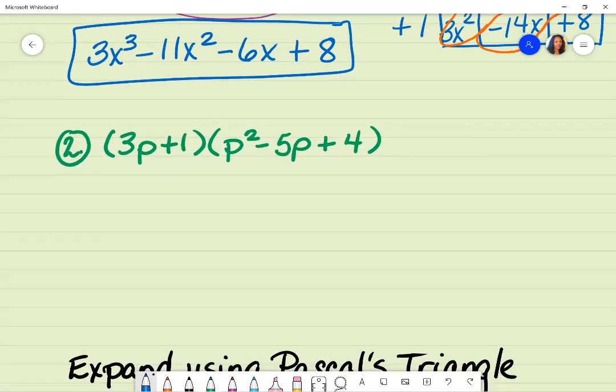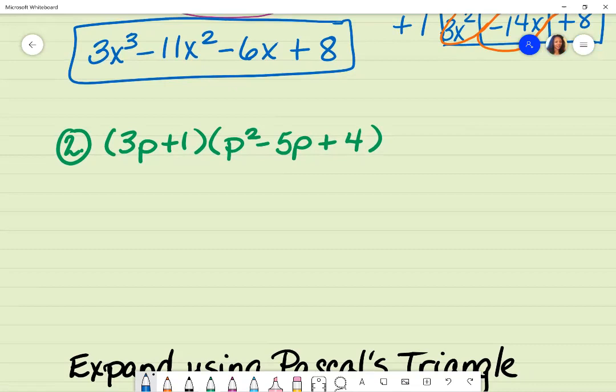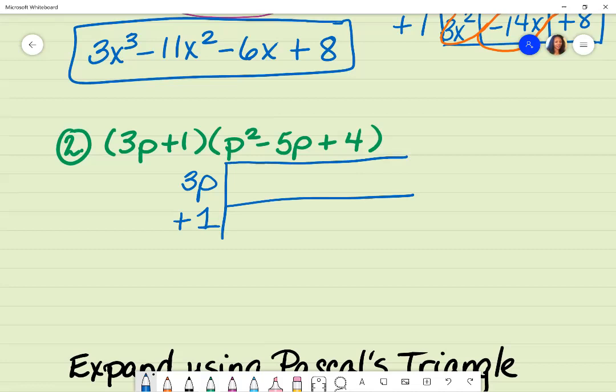Here, I can do the same thing. I can either distribute or I can use the box method. I'm going to use the box method. And instead of rewriting it, I'm just going to take 3p plus 1, put it on the side, and just create my box from what's already above. So 3p times p squared is 3p cubed. 3p times -5p is -15p squared. And 3p times 4 is positive 12p.